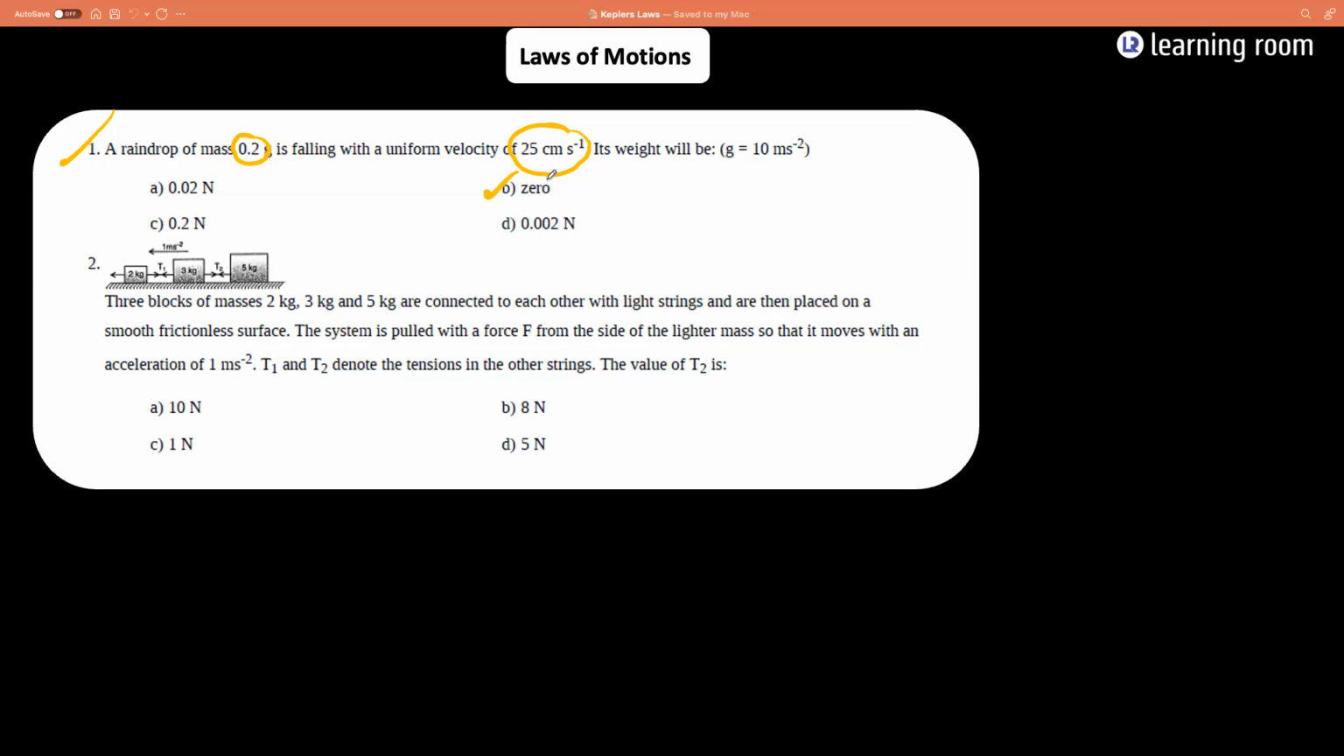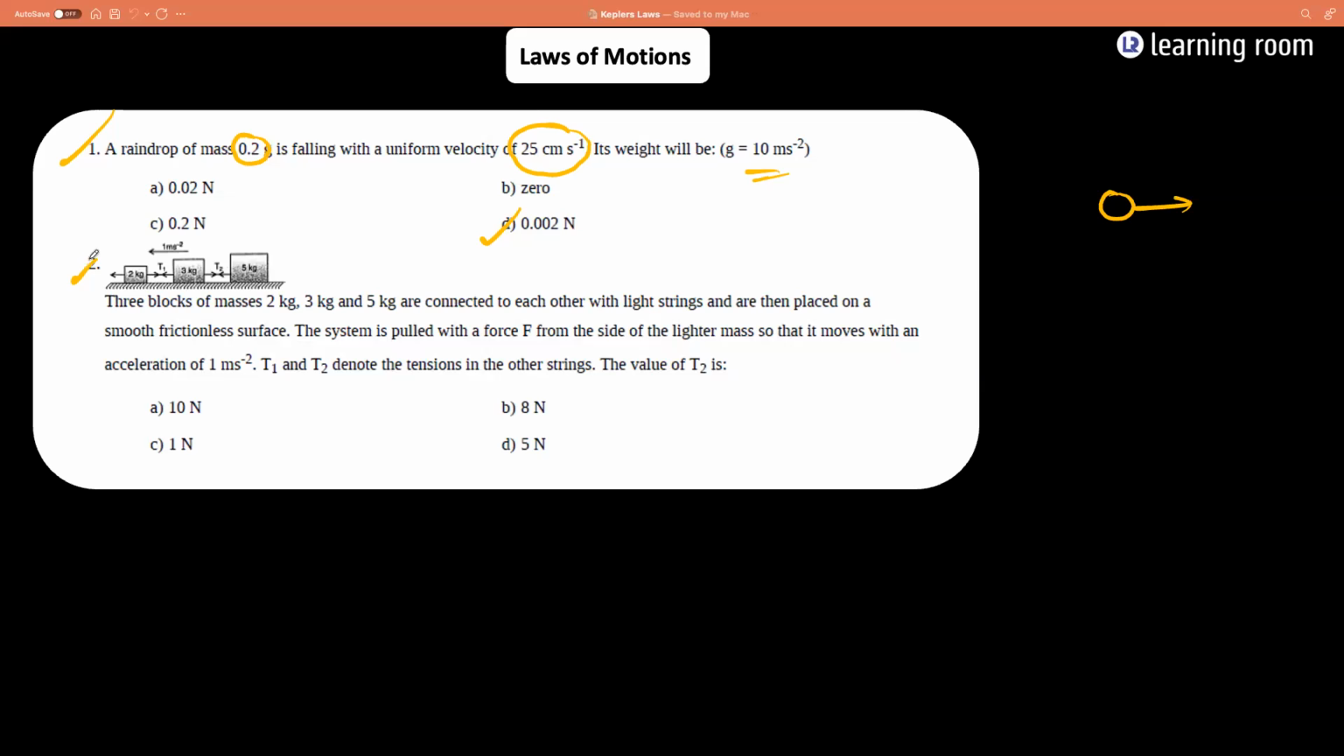Okay. What is weight? Oh, sorry. You're right. Had it been in horizontal motion, that would have been right. So 0.02 Newton, correct? Energy is there. But had the object moved in horizontal direction with a uniform velocity, the answer would have been 0.